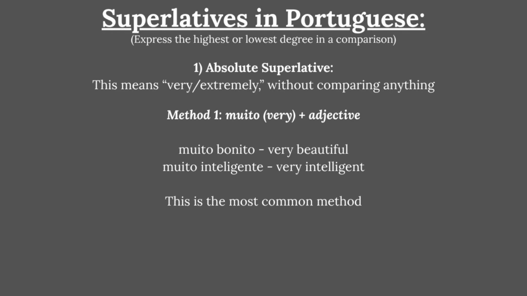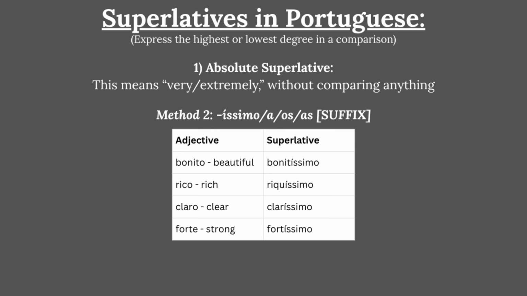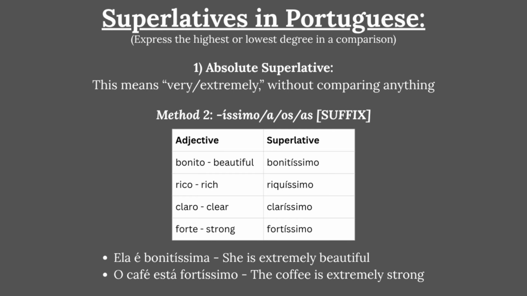The first method is to use muito plus an adjective, as in muito bonito, muito inteligente. The second method uses the suffix íssimo, íssima, íssimos, íssimas, affected by gender and number, like in the following words: belíssimo, riquíssimo, claríssimo, fortíssimo. In context, the words can be used to make expressive sentences. Ela é belíssima. O café está fortíssimo.